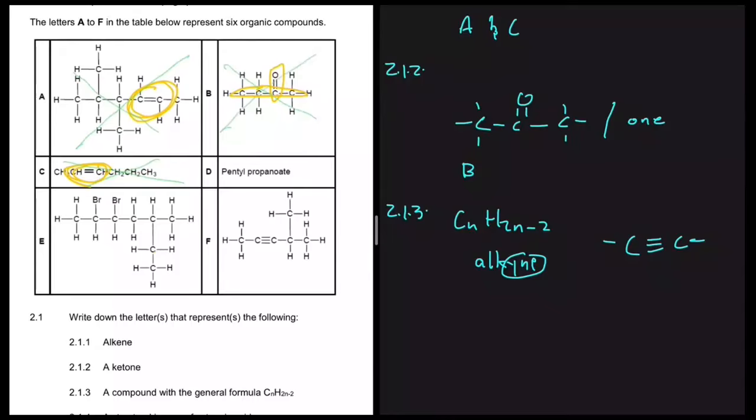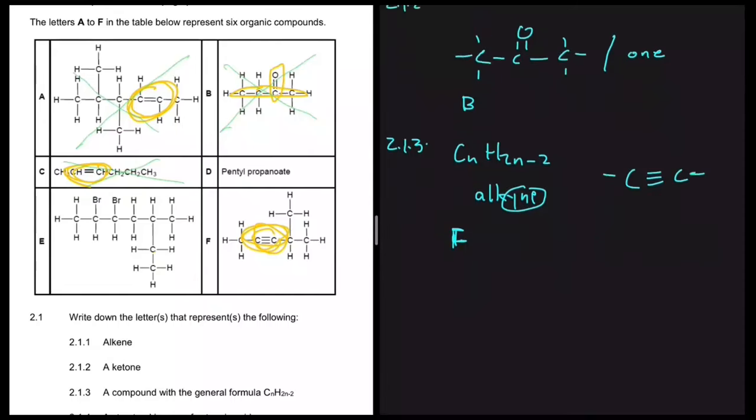And then D, we don't have a triple bond or Y-N-E, so that cannot be part of our solution. For E, no triple bond. And then F, that's where we have our triple bond, right? You can see it here. So for 2.1.3, we can put F as our answer. The way of approaching this problem, you have to know exactly what you're looking for. It becomes extremely easy when you do that.